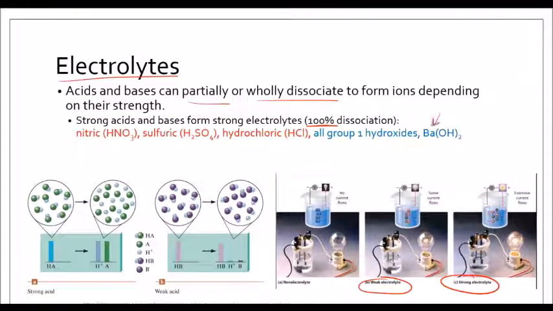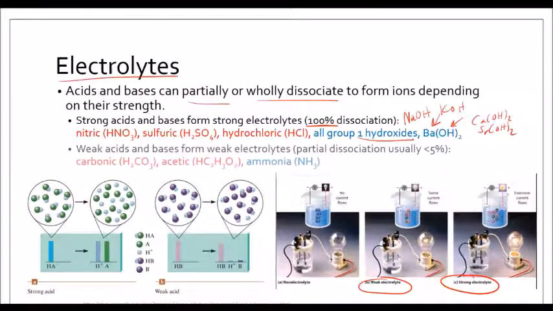Now, the strong bases are going to be group 1 hydroxides like sodium hydroxide, potassium hydroxide, and so forth. There are a couple others in the alkaline earth metal group, where we have calcium hydroxide and strontium hydroxide. So your heavier metals in the alkaline earth metals group are also considered to be strong. Weak acids partially dissociate, usually less than 5%. Examples are carbonic acid and acetic acid, and one of the bases would be ammonia, where it causes a partial dissociation.